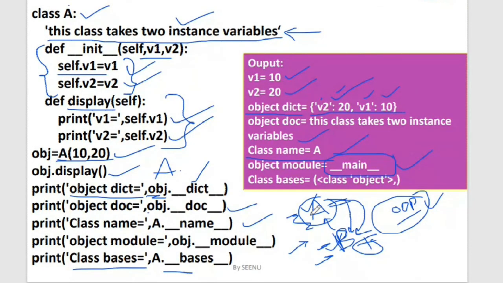With the use of __bases__, we are checking what the base class is. Here the base class is the object class. Everything is an object; object is the superclass. This is regarding the built-in attributes.